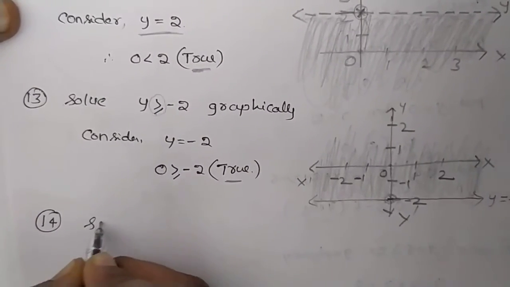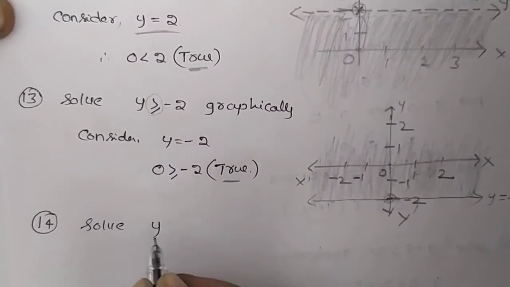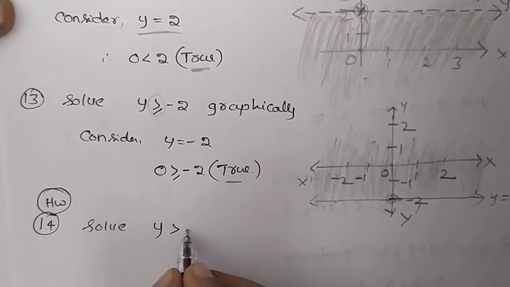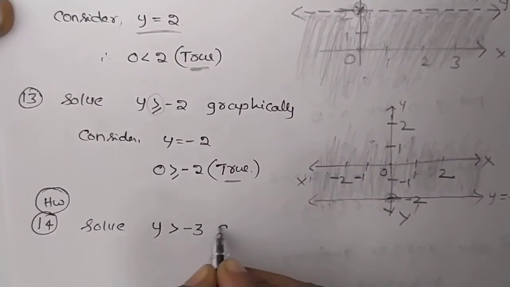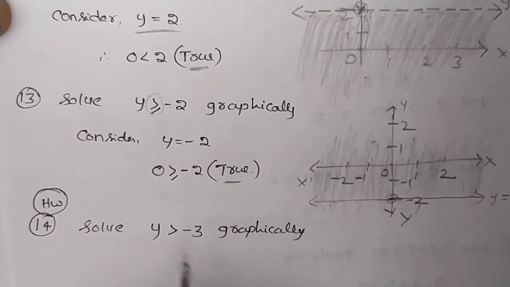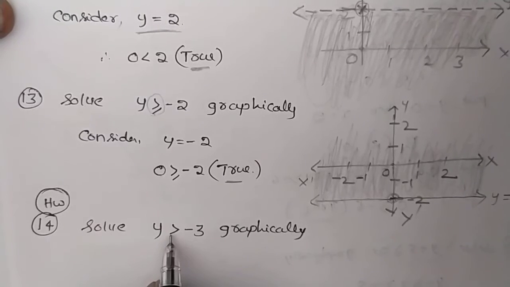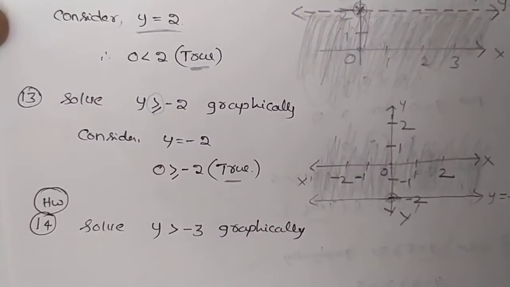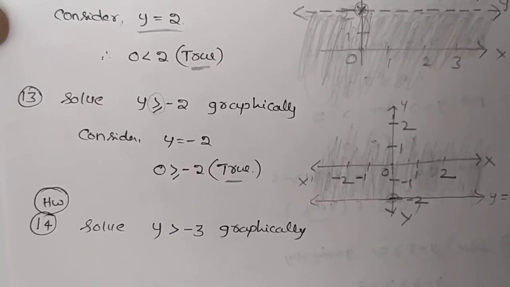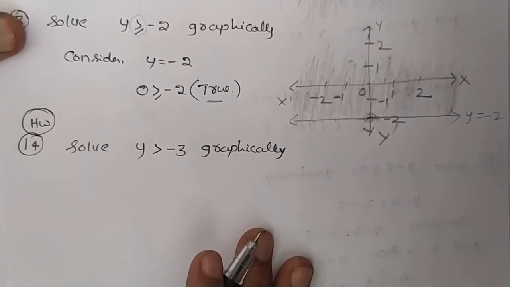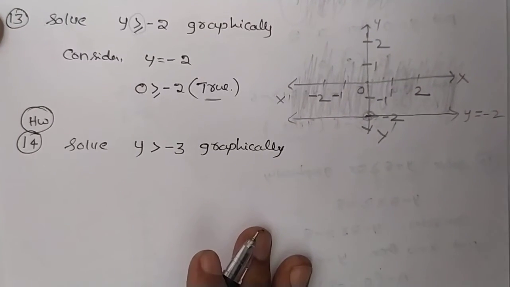Next question, that question will be homework. 14th one: solve y is greater than -3 graphically. Remember, the symbol given is greater than, so we have to draw the line as a dotted line. If you want to take a screenshot, you can take it.